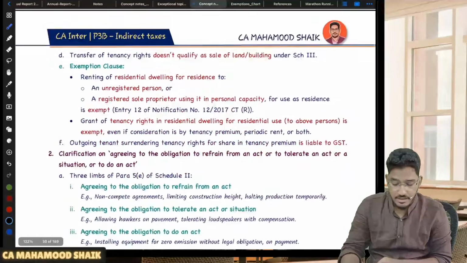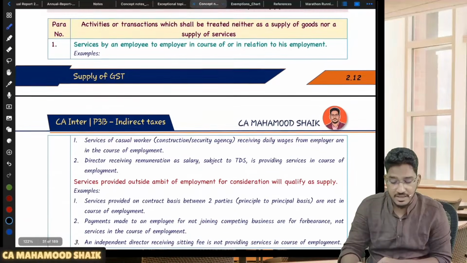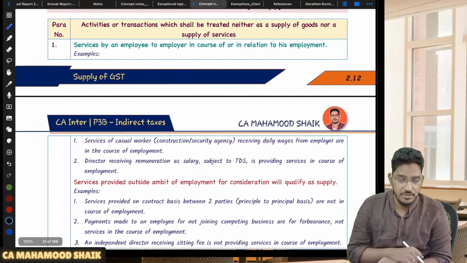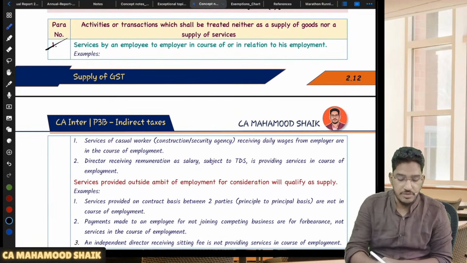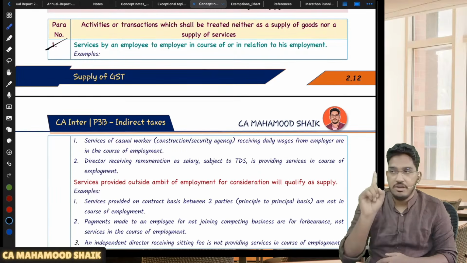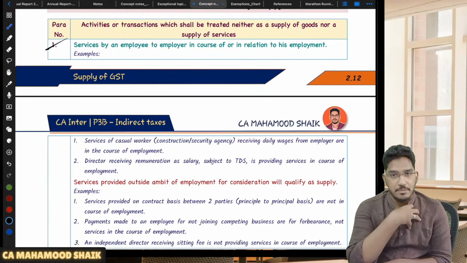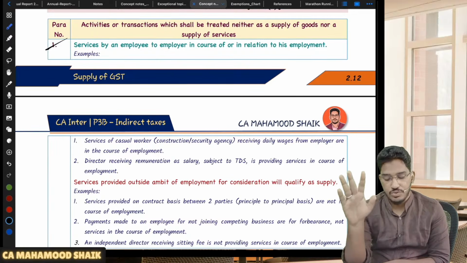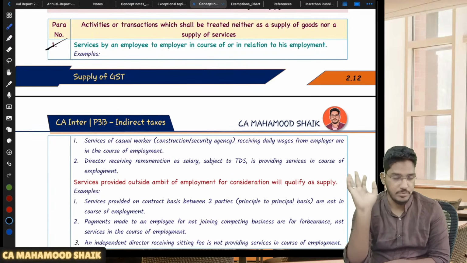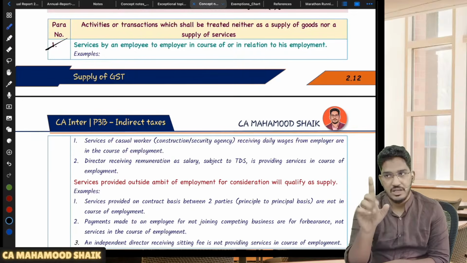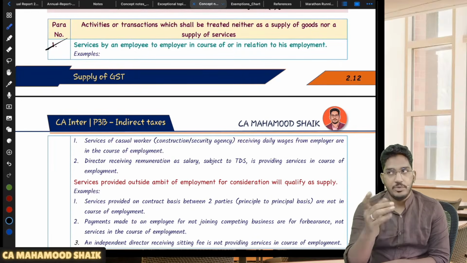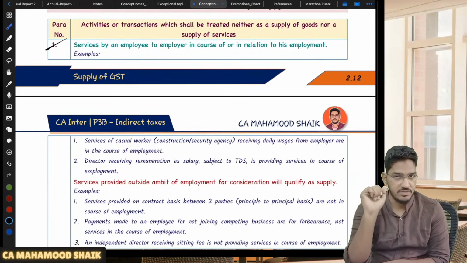So let us try to understand what are those activities which will be neither considered as supply of goods, nor supply of services. Let us try to understand one by one. First one, services provided by an employee to the employer in the course of employment or in relation to his employment. Then it is not treated as supply at all. They will be neither considered supply of goods, nor supply of services.